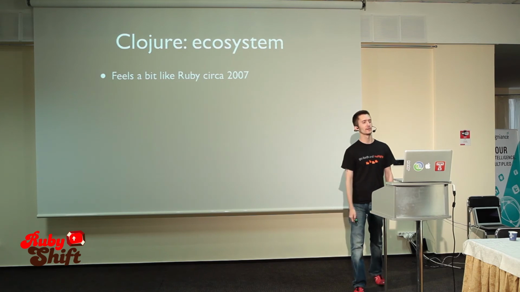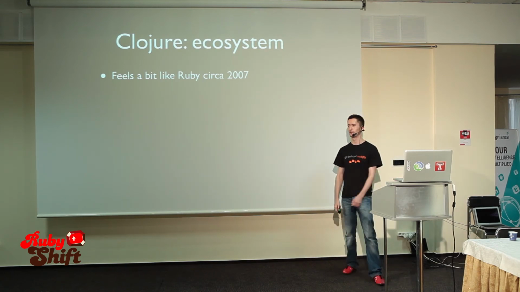Travis CI, which I'm a core team member of, supports Clojure, and you can test against multiple JDKs, again, pretty sweet stuff. The ecosystem, I would say, just by the feel of it, is probably a lot like Ruby around 2007. I'm not sure how many of you have been around.